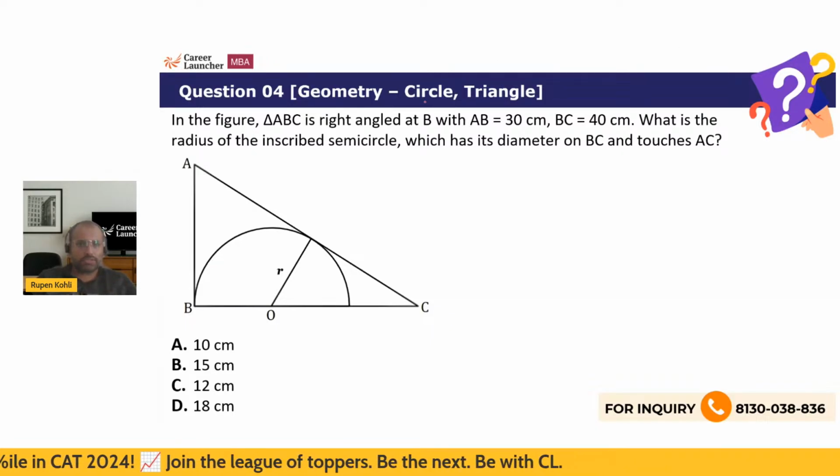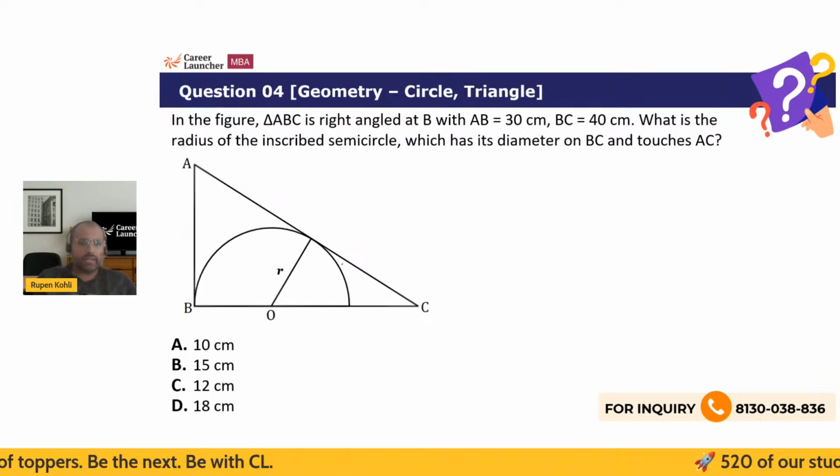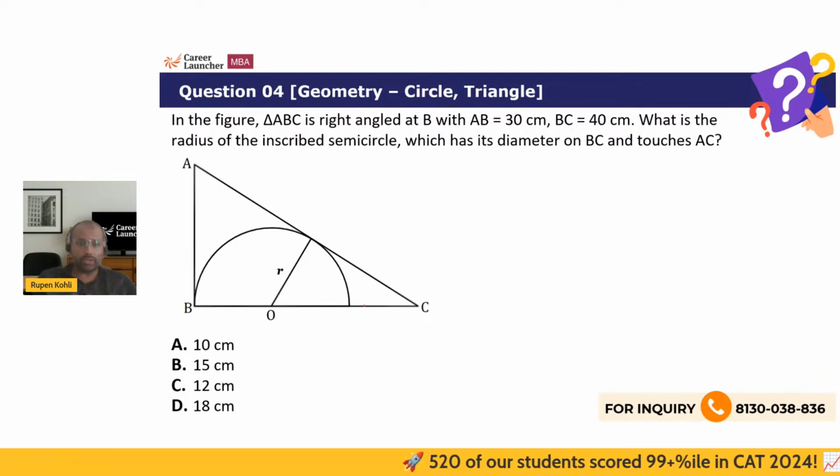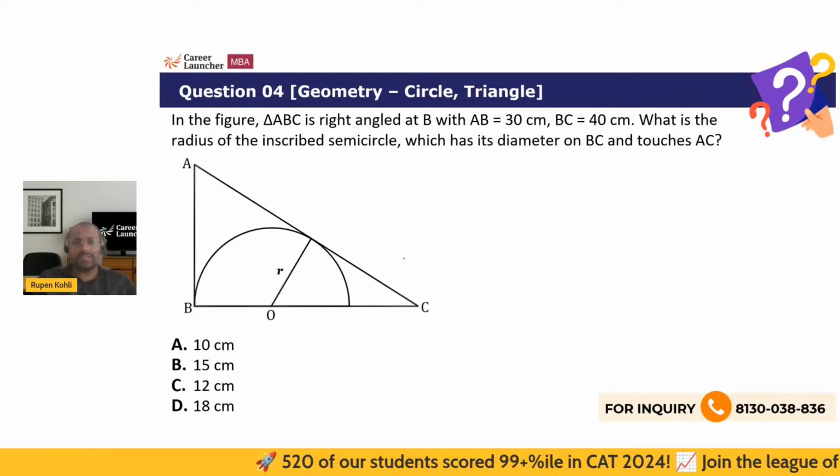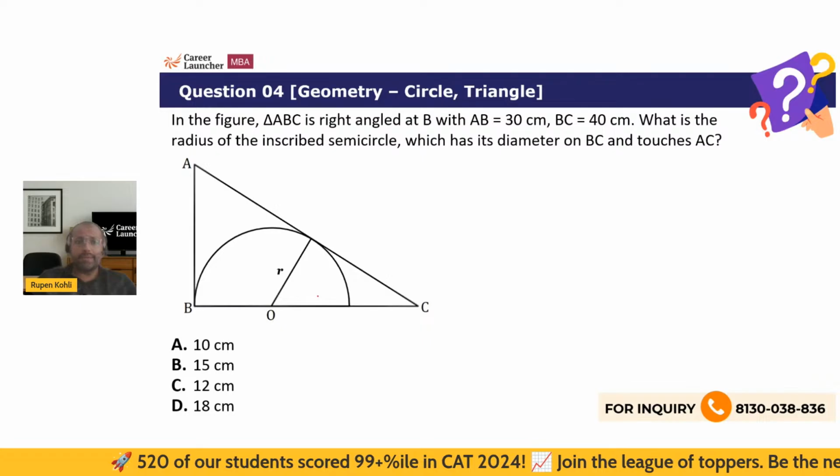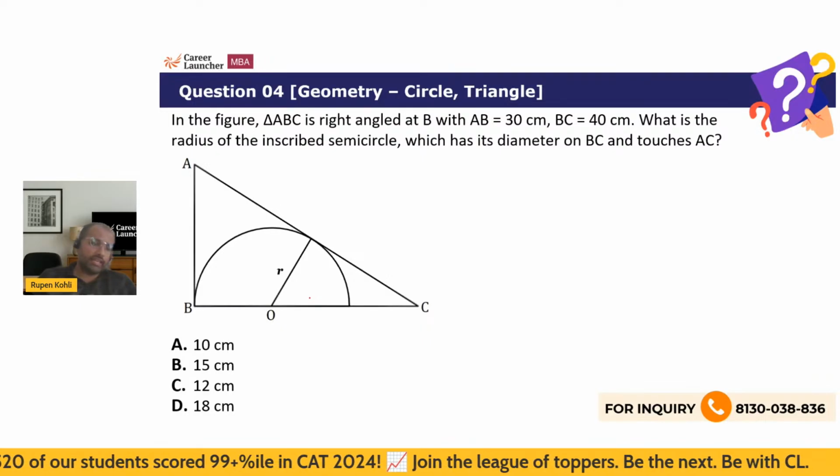Okay, let's do this. Right, so the figure is given in front of us. We have a triangle. It's a right angle triangle. AB is given as 30, BC is 40. We have to find the radius of this inscribed semicircle, which has its diameter on BC and it is touching AC.